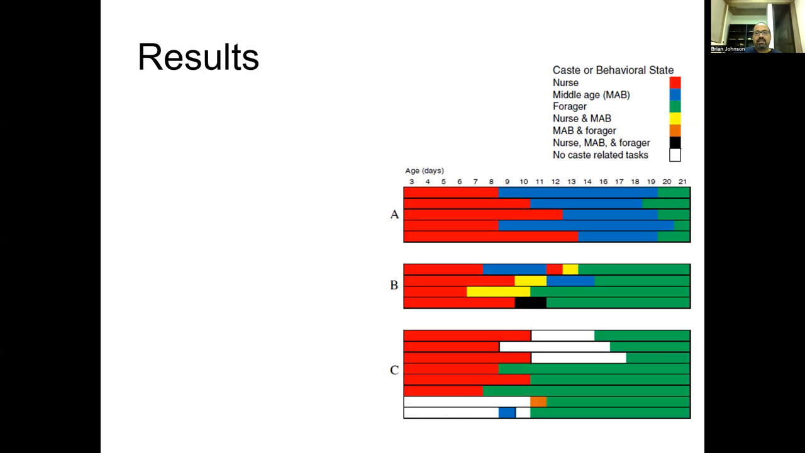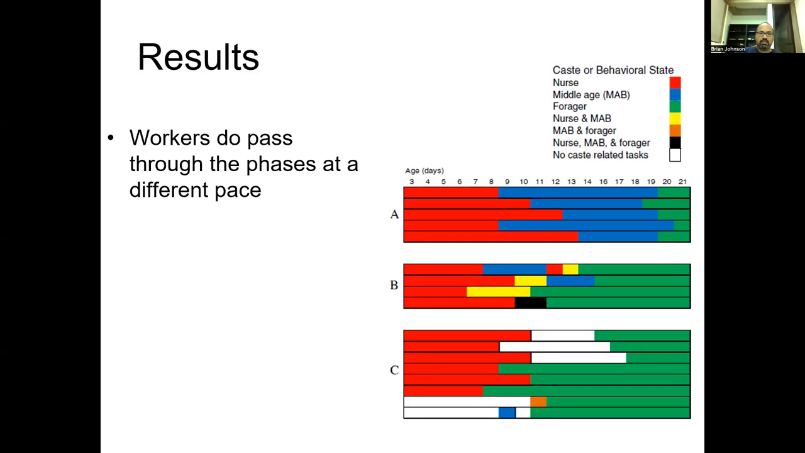But as I said, that pattern of seeing 10-day-old bees doing both nursing and middle-aged tasks could be because some bees at 10 days are already nurses, and some are already middle-aged bees. That's what I showed in this second study. In this study, I marked a whole bunch of bees at emergence with tags instead of paint marks, so I could follow them throughout their whole life inside the nest and see at what age they transition from being a nurse to a middle-aged bee to a forager.